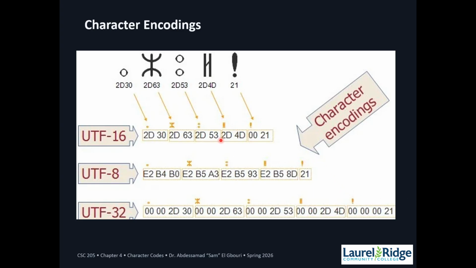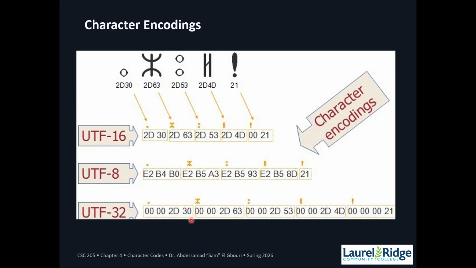Here's an example of encoding. As you see, this is how we're representing these characters. This is hexadecimal. So you see D, that's in hexadecimal. In 16, that's how it will be represented. In 8, this is how it will be represented. 8 is right in between 16 and 32, as you see, in character encoding. And 32 is the highest.